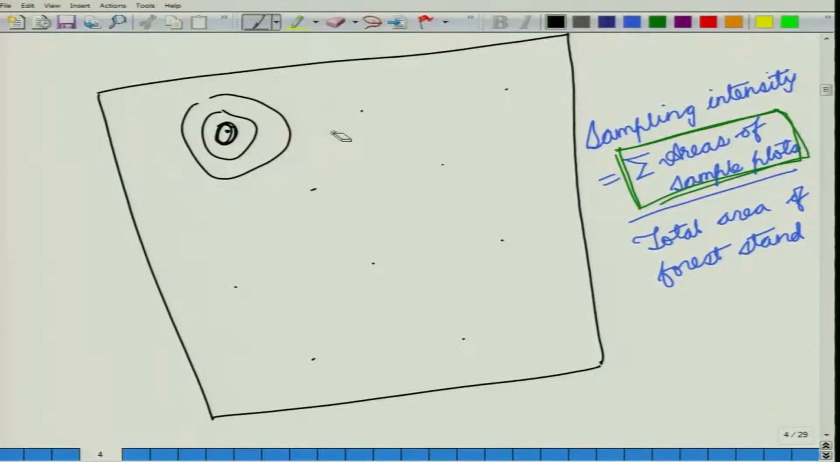Let us use another color. So, a smaller tree here is counted, a larger size tree at a greater distance is also counted, a larger size tree here is counted, but a smaller size tree at a larger distance, or maybe even a medium size tree at a larger distance, is not counted. So, in this case, if we want to determine the sampling intensity, it becomes very difficult, because we do not know the areas of the sample plots.